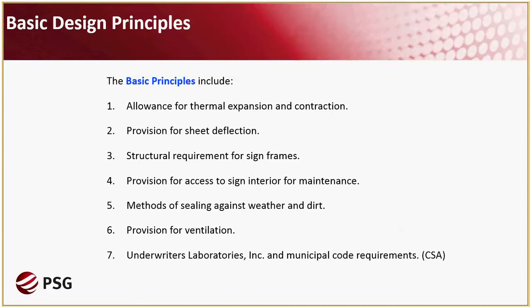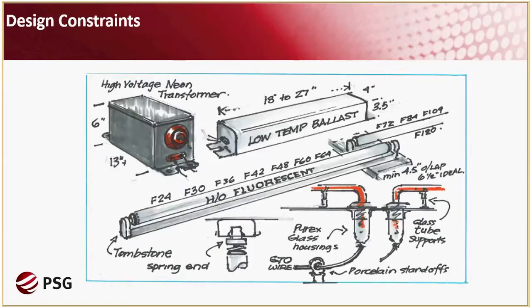The basic design principles: allowance for thermal expansion and contraction. You provide for sheet deflection, structural requirements for sign frames, provision for access to sign interior for maintenance, methods of sealing against weather and dirt, provision for ventilation, and of course, you had to abide by Underwriters' Laboratories and make sure that all of your connections are properly in conformity. Here are the basic sign design constraints that you had to incorporate into your design. You had to provide allowances for these things.